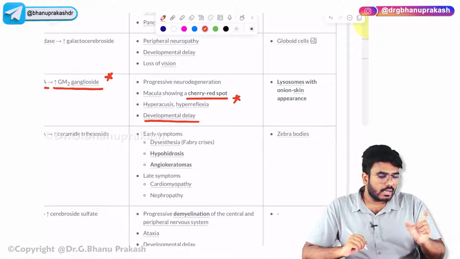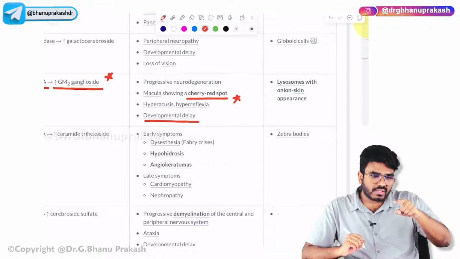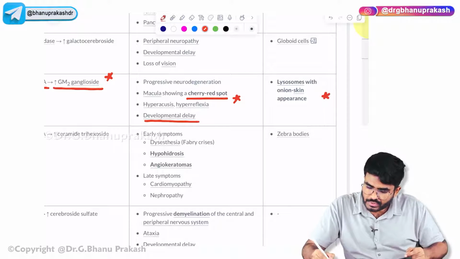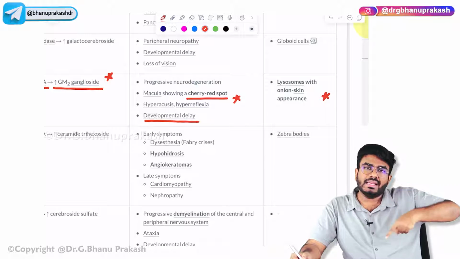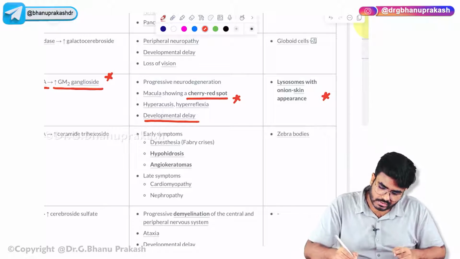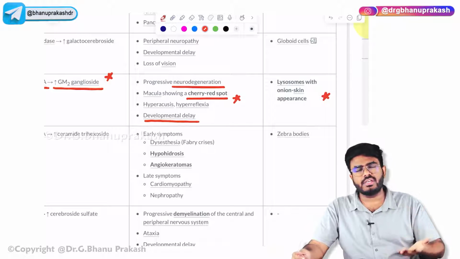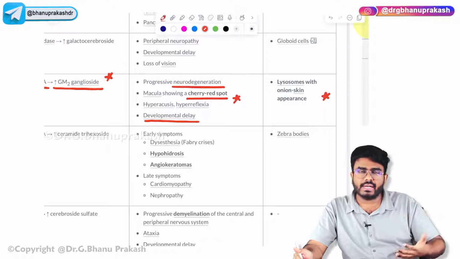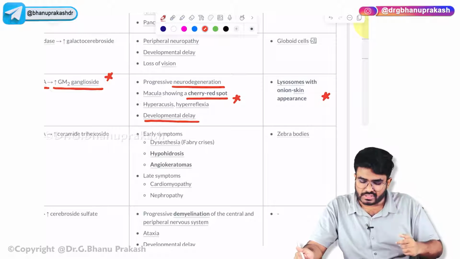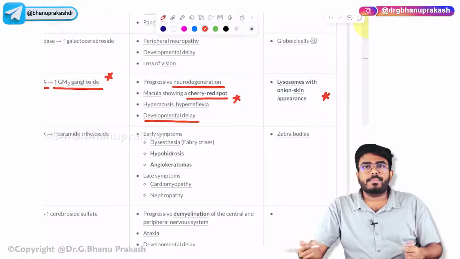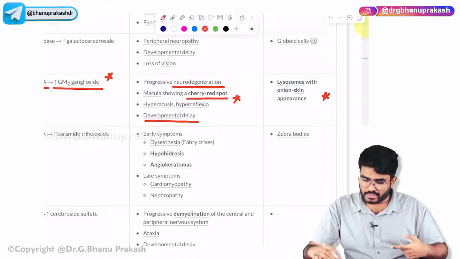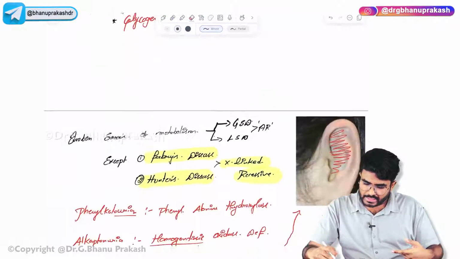If you look at the lysosomes under the microscope, because of the accumulation of GM2 ganglioside within the lysosomes, they show the onion ring pattern, the onion skin appearance. It's a progressive neurodegenerative condition. Neurons are degenerating, motor losses and developmental delays are seen, a cherry red spot is seen in the retina, and lysosomes show the onion skin pattern. Let's see these points one by one.